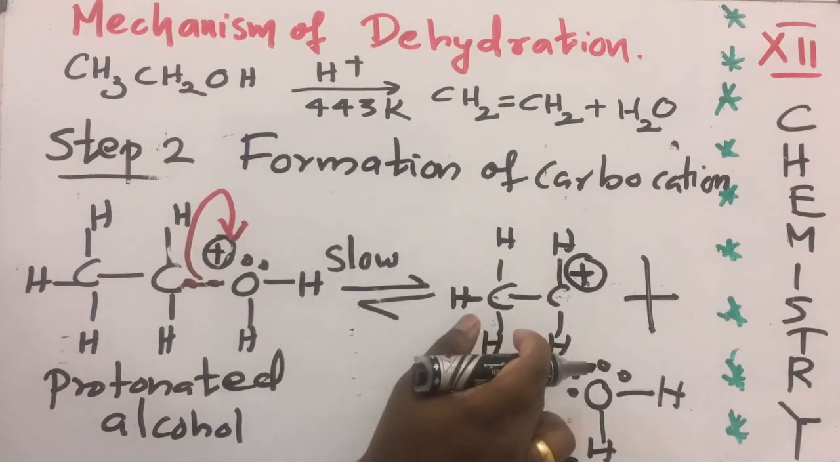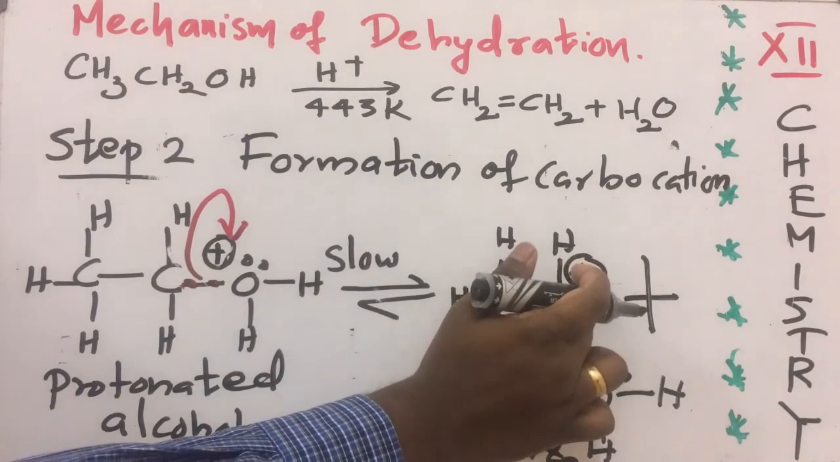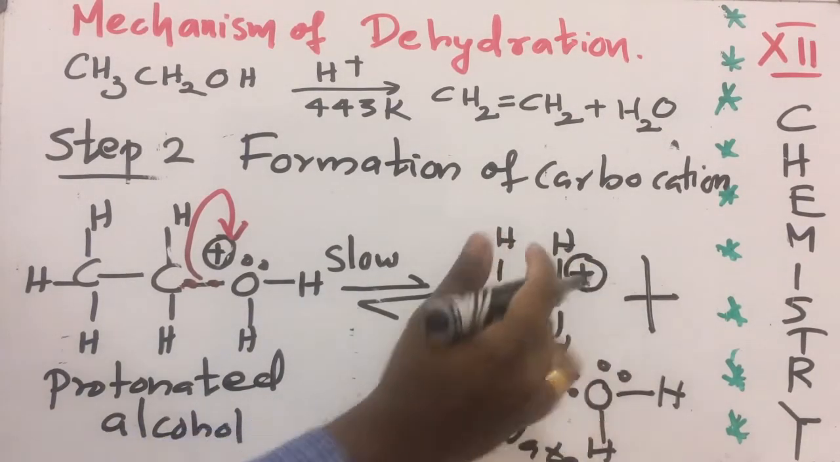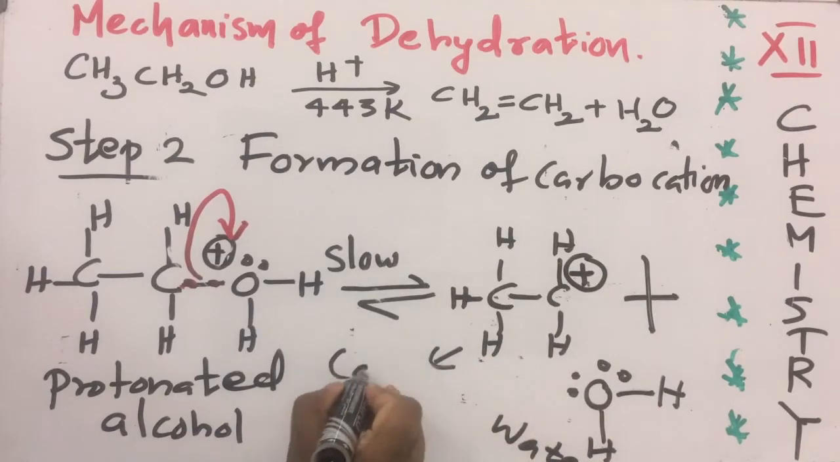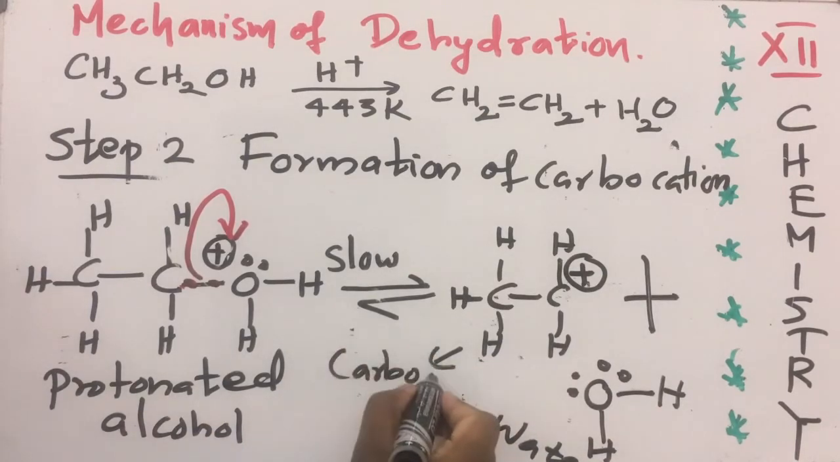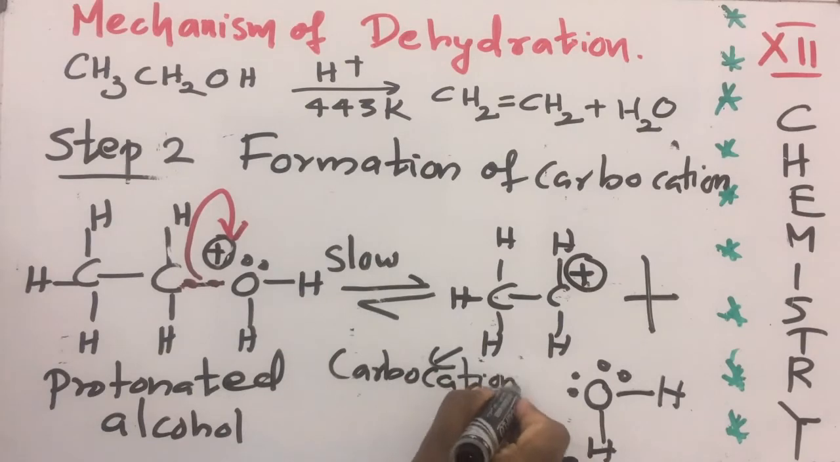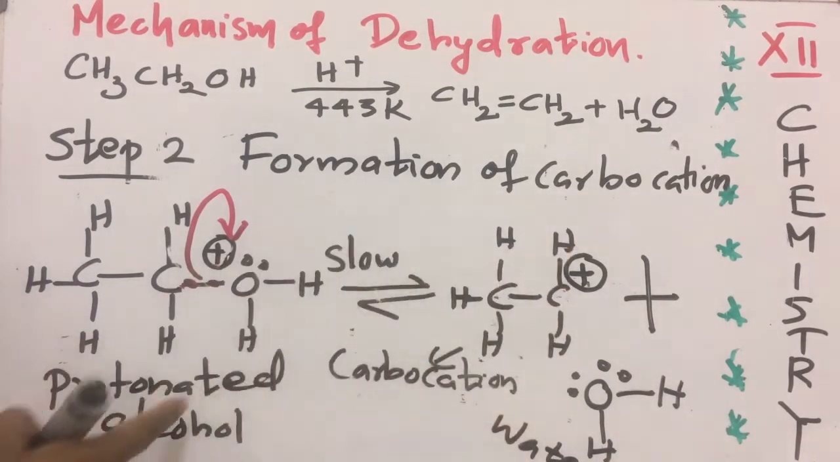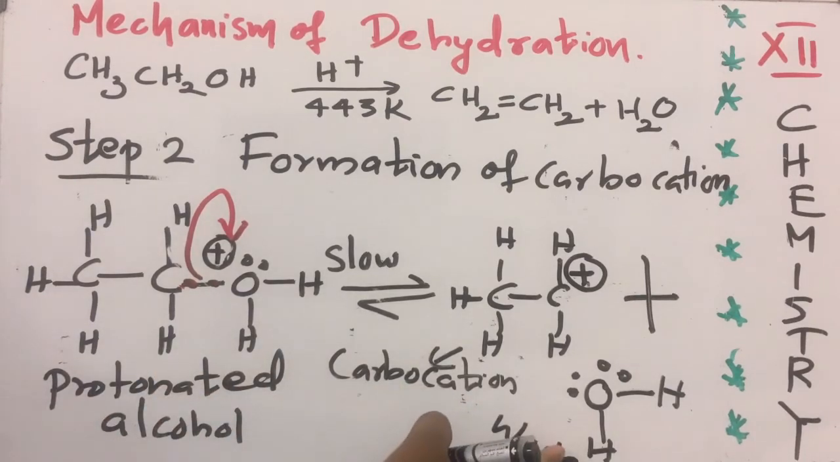Okay. What is the name of this product? Carbon bears positive charge. What is the name of the product? Carbocation. So the second step involves formation of carbocation from protonated alcohol. And one more important thing, the removal of water.